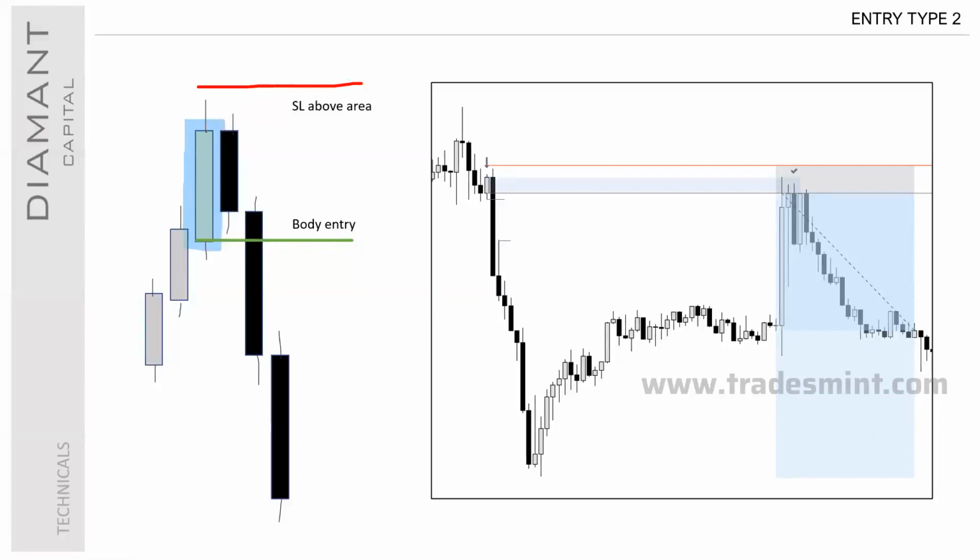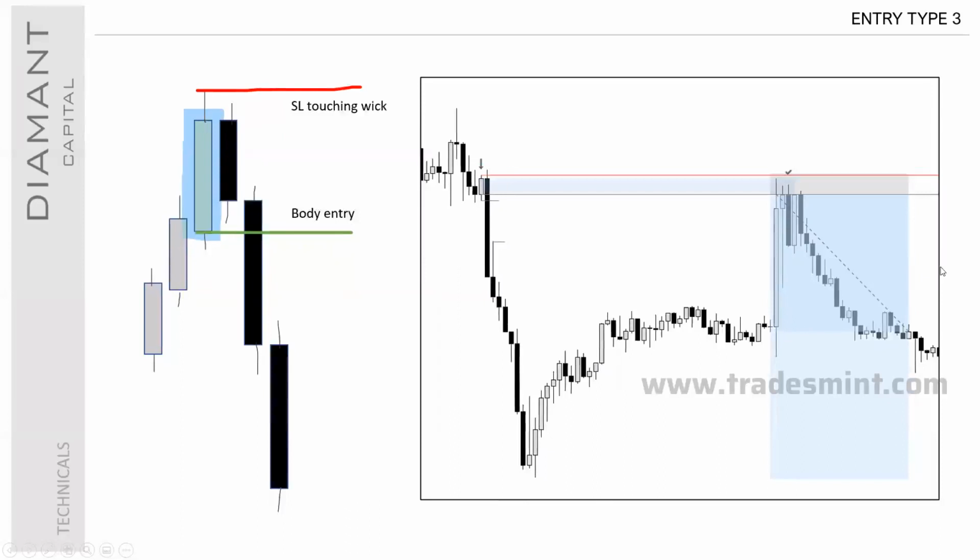Of course, if you're working on the 1 hour and you're using the body, for example, you're not going to be getting trades that are, say, 1 to 50 or whatever you've seen in my case studies. Hence why I refined my entries. But it's the second type. The third type, I would say, is body as well, with stop loss just touching the wick.